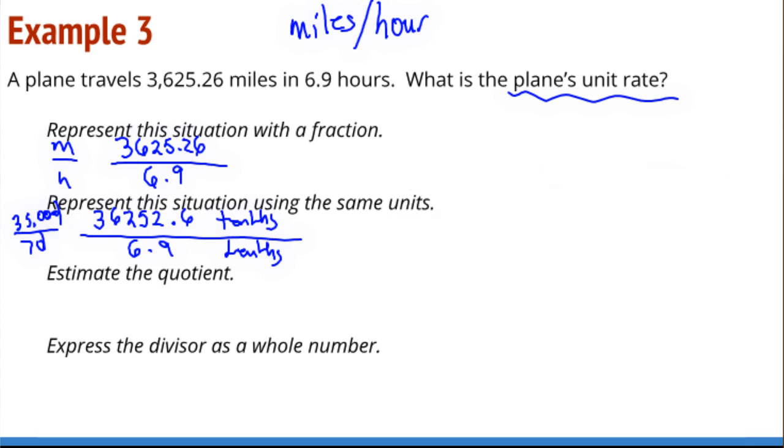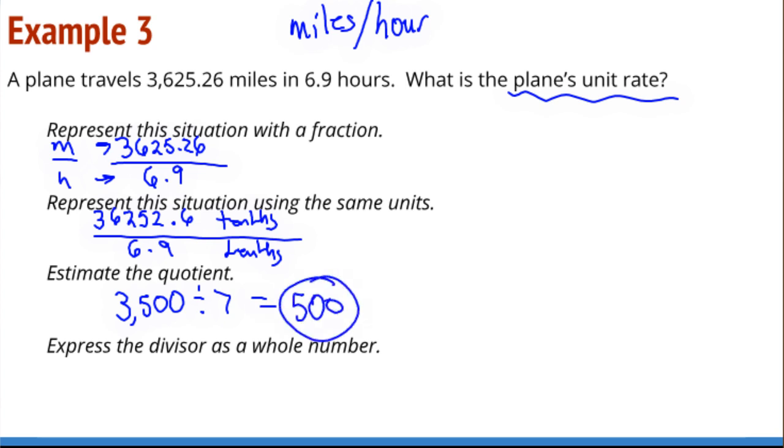Now I know I took a little detour there playing with the tenths for the estimation, but kind of a cool thing. I estimated it in tenths and then I turned it into wholes. If we just estimate with the wholes, I've got about 35,000. And this is about 3,500. 3,500, and it's divided by 7, which gives me the estimate of 500 that I found playing with the tenths in this step before.